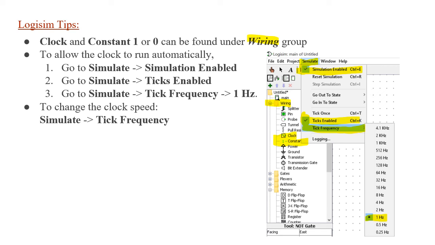If the connection of the circuit is correct, at the output you should see the sequence 00, 01, 10, and then 11. Notice that this is the least significant bit, so it's output bit number 0, and this is output bit number 1.